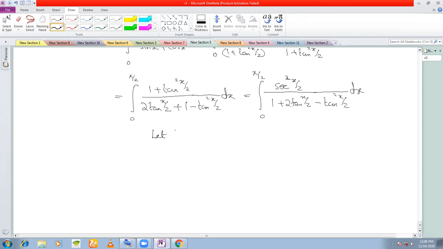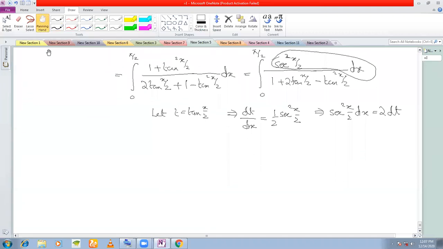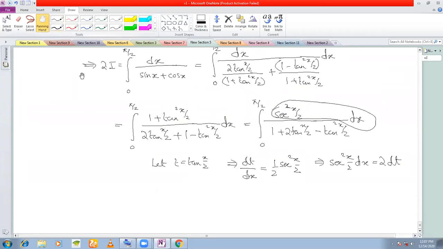So what I do is, I say let t is equal to tan x by 2. Then how much is dt dx? Dt dx is half sec square x by 2. That means you see a sec square x by 2 here. Sec square x by 2 dx will be 2 dt. Right? So therefore you put these values here. Therefore how much does your 2i become? This is 2i, right?